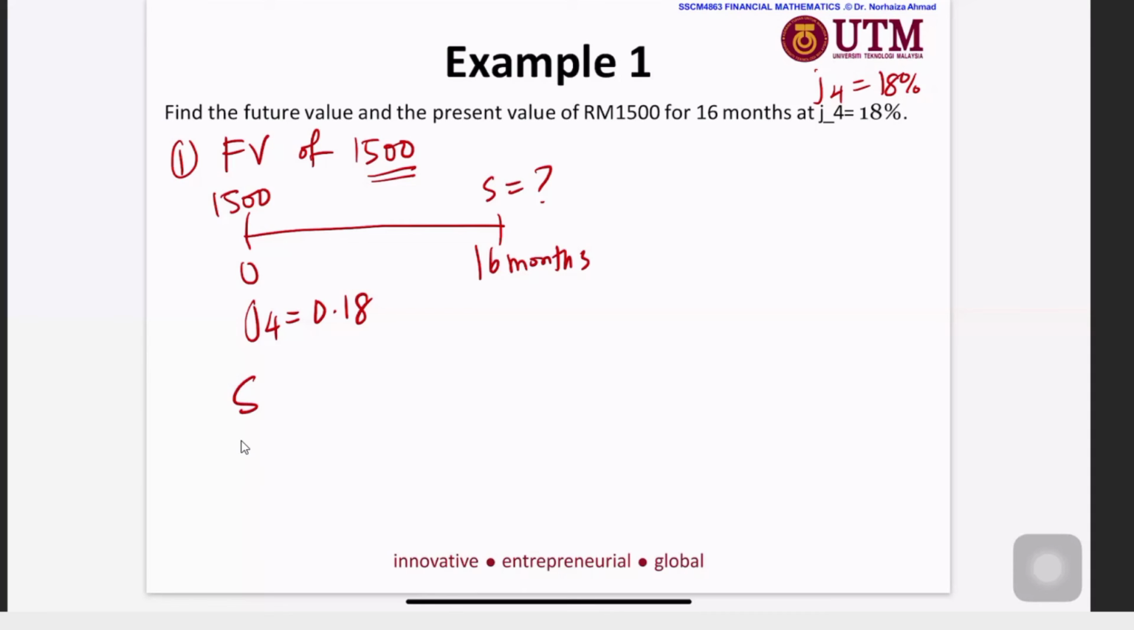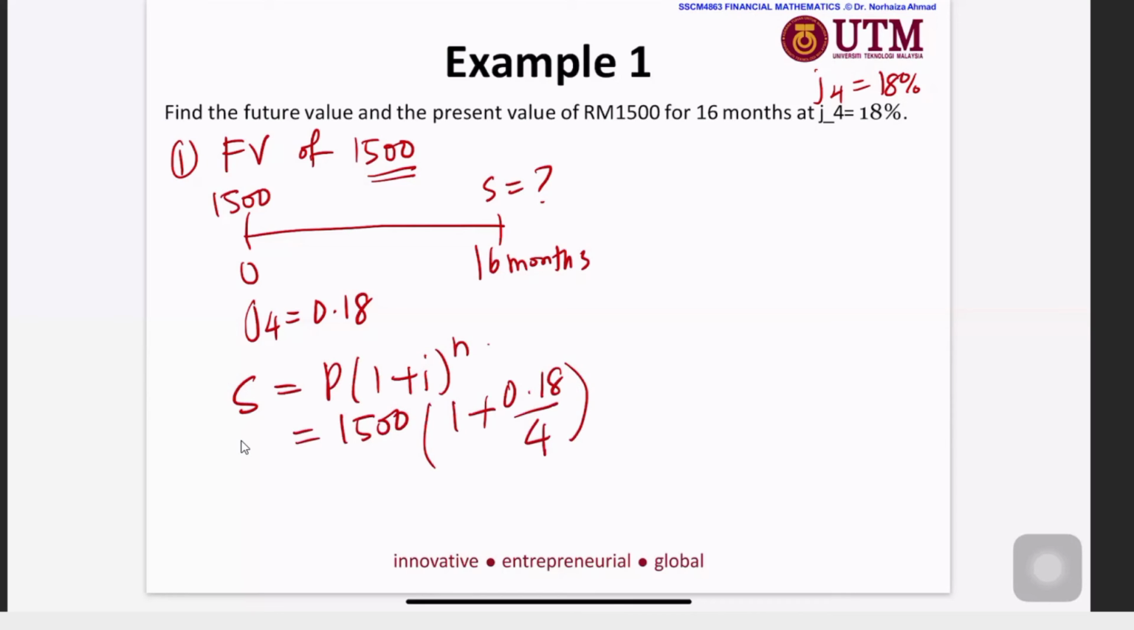Now your S is P(1 plus i) to the power of n. Your P is equal to 1,500, and your i would be 0.18 divided by 4. And what is your n? You times with 4, times with m. Remember this nominal rate is per annum.